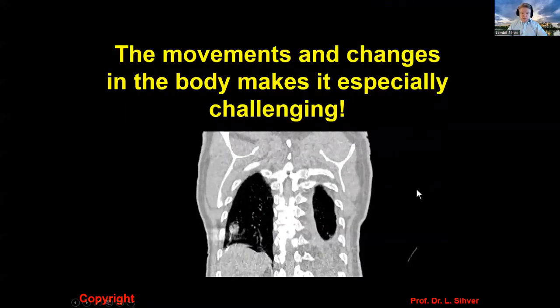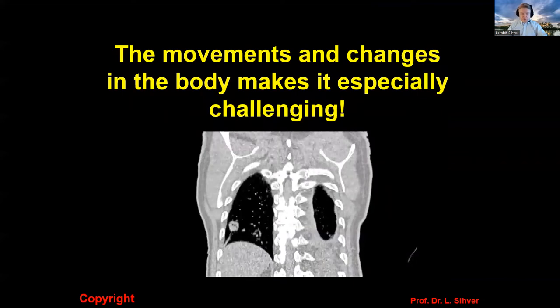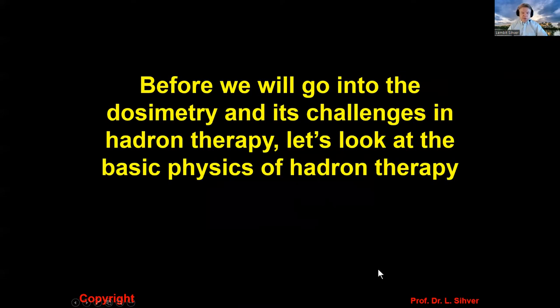And the movement and changes in the body make it especially challenging. And of course, we need good dosimetry and a good imaging system so we can take advantage of the sharp Bragg peak and the spread out Bragg peak and make sure we really get the highest dose where we have the tumor while sparing the healthy tissue. But before we go into dosimetry and its challenges in hadron therapy, let's look at the basic physics of hadron therapy.